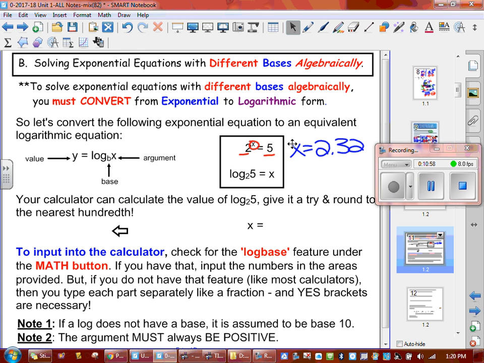You want to be able to take it out of exponent form and switch it to log form. In order to do that, there's what I call the switcheroo. So what happens is this. The base number stays the base of the log. So the base here is 2. It is the same base of the log.